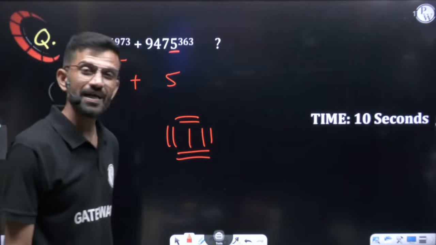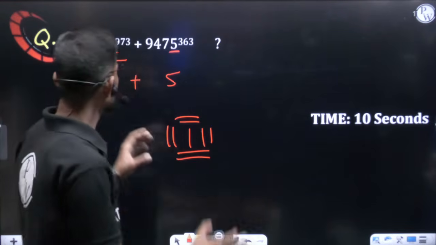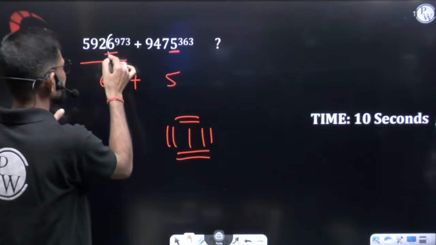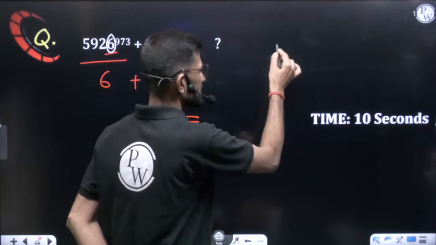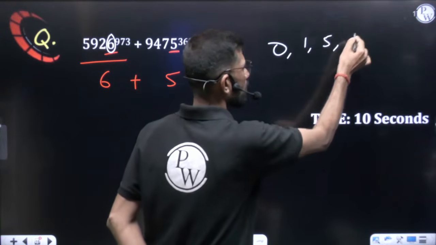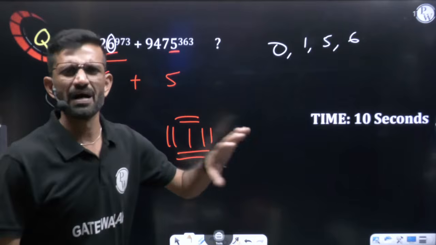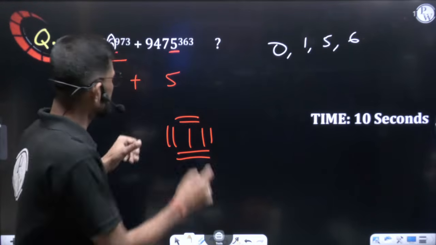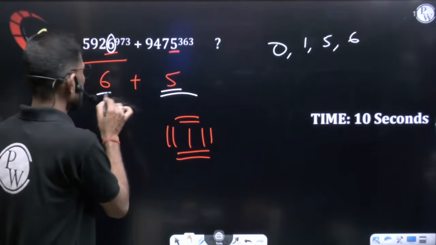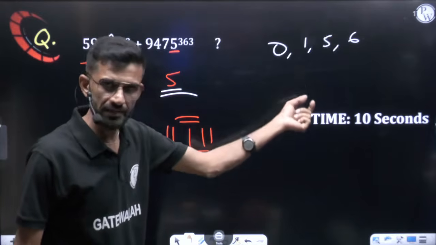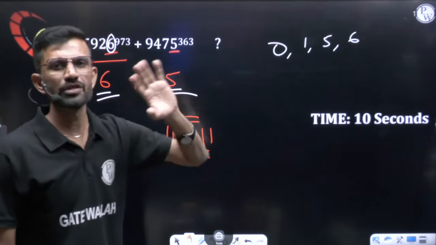What does it mean? What am I trying to say to you? See, listen carefully: in the base, if the last digit is 0, 1, 5 or 6, there is no need to see the power. 0 case, always 0. 1 case, always 1. 5 case, always 5. 6 case, always 6. If the base last digit is either 0 or 1 or 5 or 6, no need to see the power.